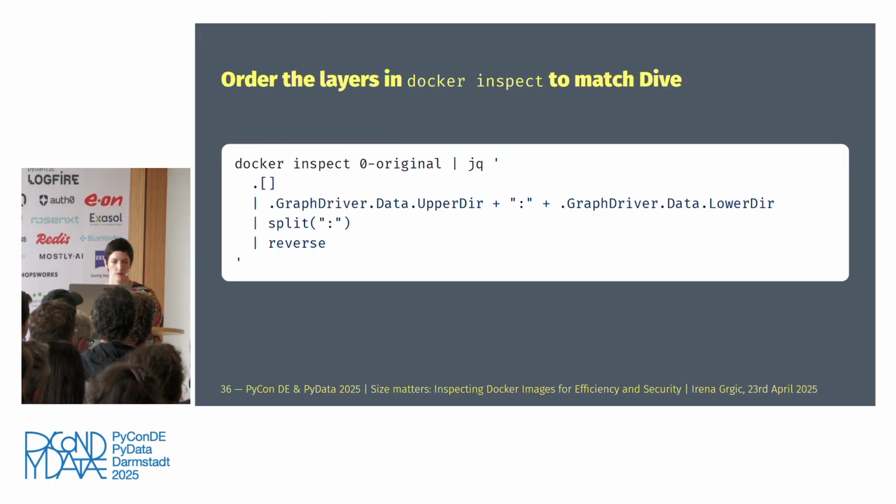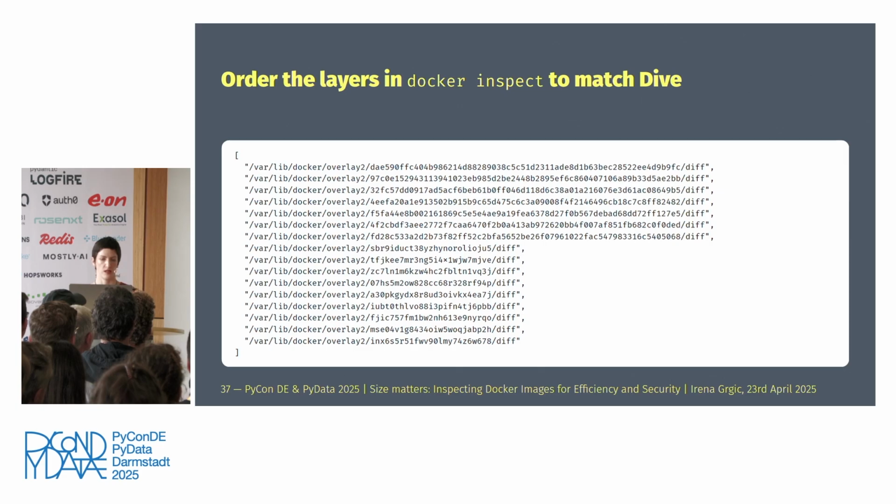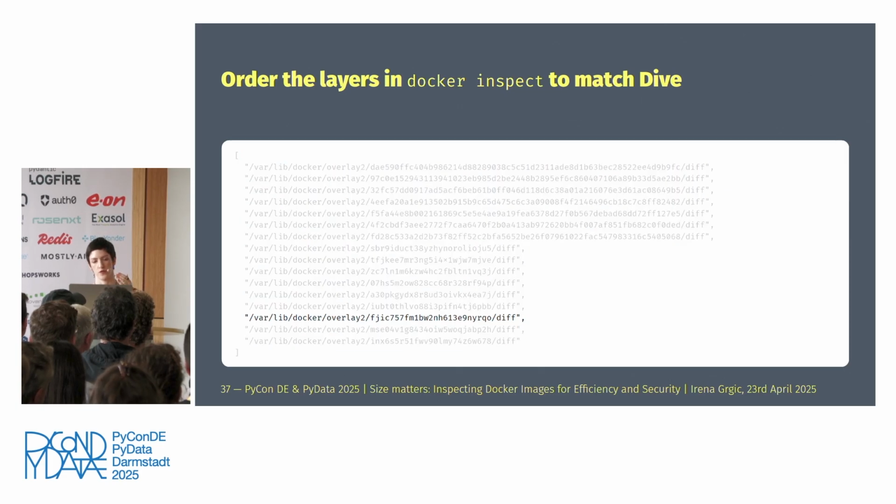So we do some jq magic on docker inspect, but what we're doing is not really magic. We're just reordering the output of docker inspect so that it matches the same order that it appears in dive, nothing else, because the order in inspect is reversed, so we just reverse it. And remember, we said it was the 14th layer. So this is the output that we get now, and we count from top to bottom. The 14th layer is this one. So that means this is where I need to look to figure out the contents of that layer.